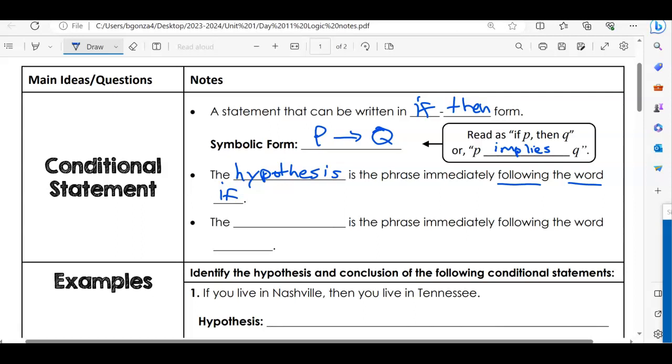Why do we call it P? Well, in the word hypothesis there is a letter P, right? So there's your P in hypothesis. Maybe that'll help you remember. Just don't spit on anyone.